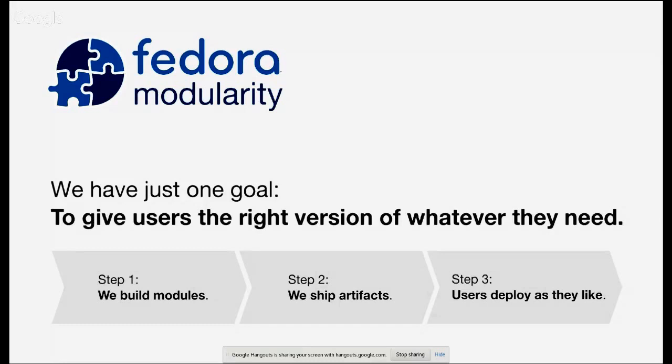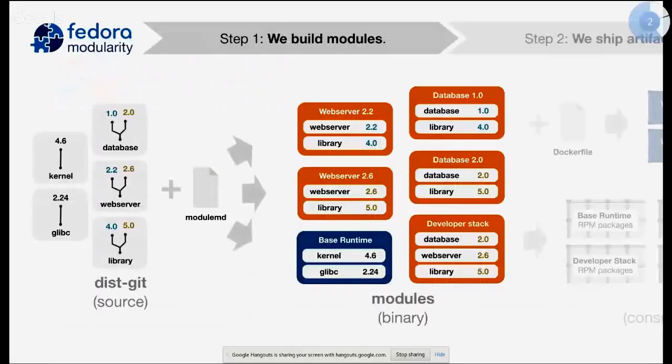I would say it's not completely what we're doing with modularity, but it is kind of the most end user visible. So to get started, and hopefully nobody minds that we're going to do this like a little teaser, but tough luck. So what we want to do here is basically the goal is to give the right version of the things that they need to the end user. So we build modules, we ship artifacts, and users deploy what they like.